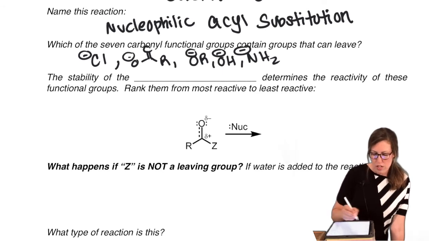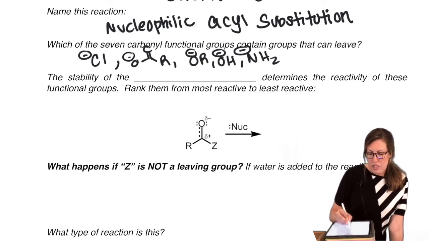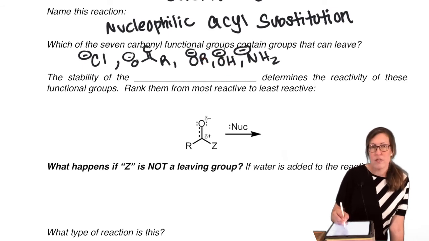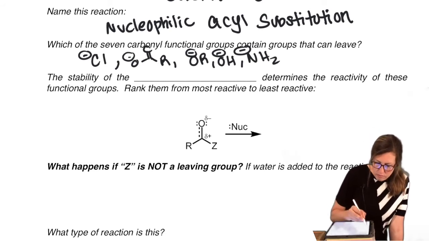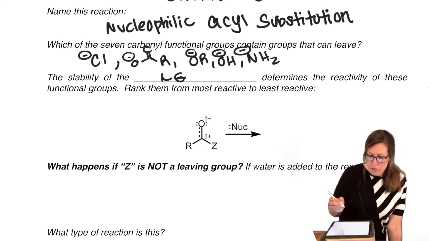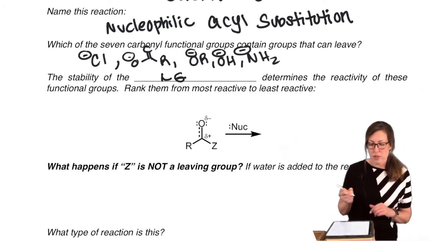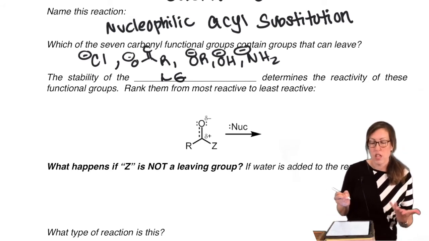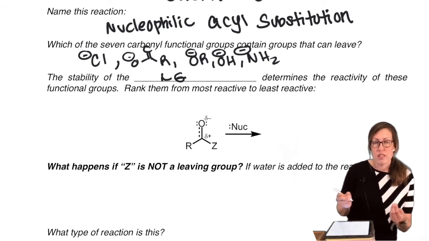So there has to be a good driving force for that to happen, or some other encouragement with the mechanism. So in other words, we can get esters to have their OR leave, carboxylic acids to have their OH leave, amides to have their NH2 leave. It's just not as easy as these. Much more difficult. Why? Remember that the stability of the leaving group determines the reactivity of those functional groups. So the stability of it once it leaves. So you want the stable anion.